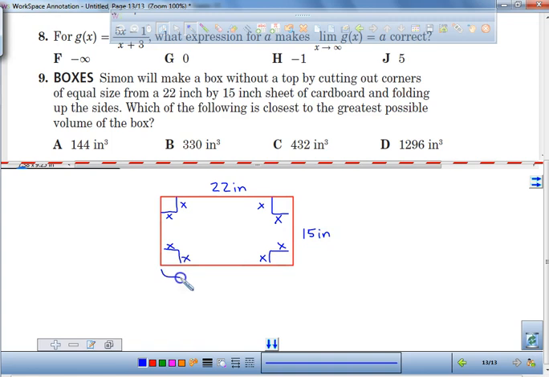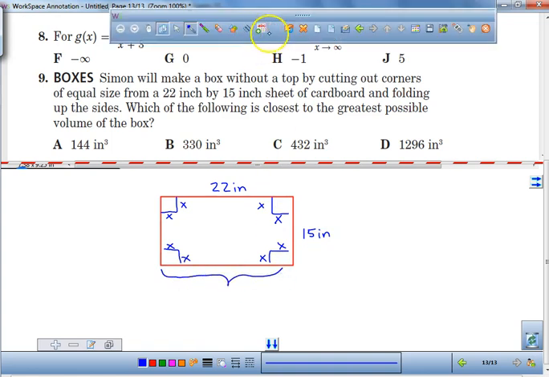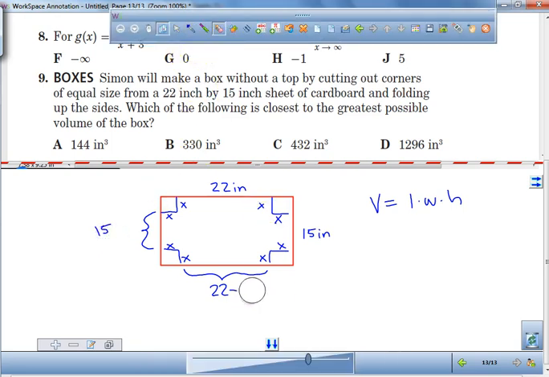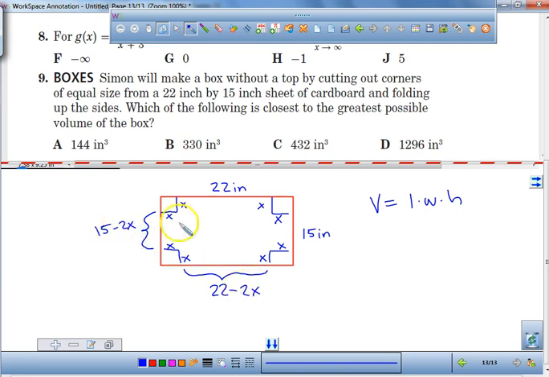So right now, I want you guys to think of what the original length was, and now ask yourself, if the volume of the box is equal to the length times the width times the height, what would this length be now? If it was 22 and I took away an x and an x, that's going to be 22 minus 2 x's. And if I took away an x here and an x here, what's going to be the width of the box? Oh wait, I messed up. Not 15 minus x, minus 2 x's. 22 minus 2 x's, and 15 minus 2 x's.